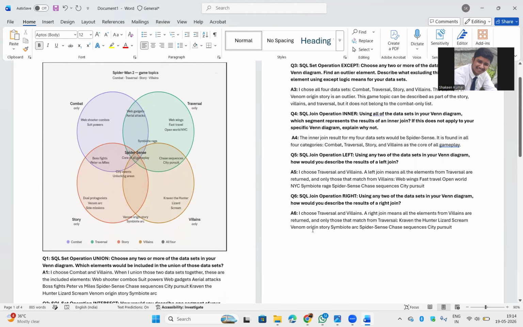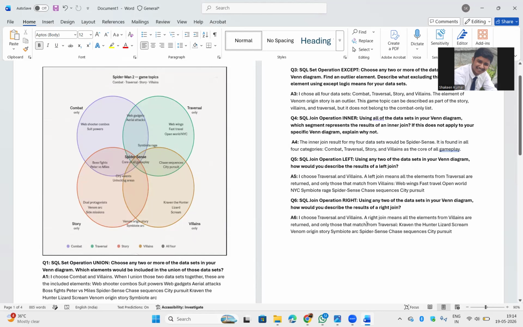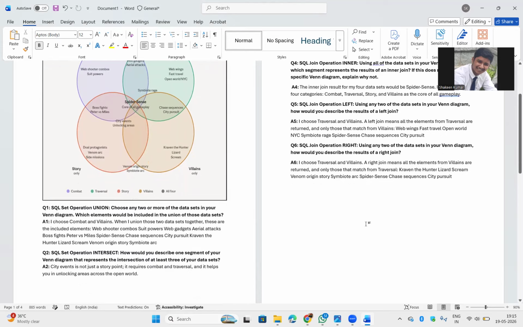And finally, for the sixth question, the right join operation. I chose traversal and villains. A right join means all the elements from villains are returned, and only those that match from traversal: Kraven the Hunter, Legend Scream, Venom's original story, symbiote arc, spider sense change, sequences, and city pursuit. So these are the things I did. This is my Spider-Man game Venn diagram with the questions and answers.